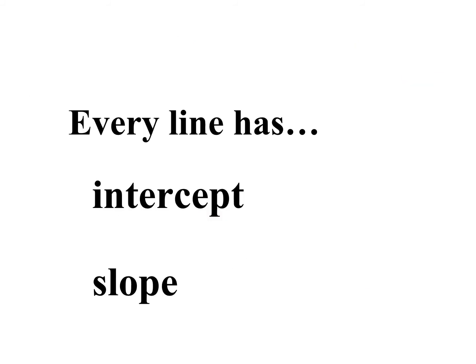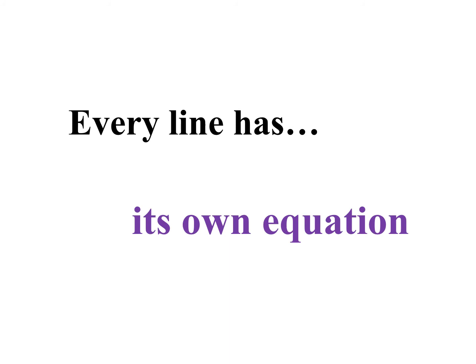So we've just shown how every line has an intercept and slope. Now every line also has its own equation, and that's what we'll be talking about next.